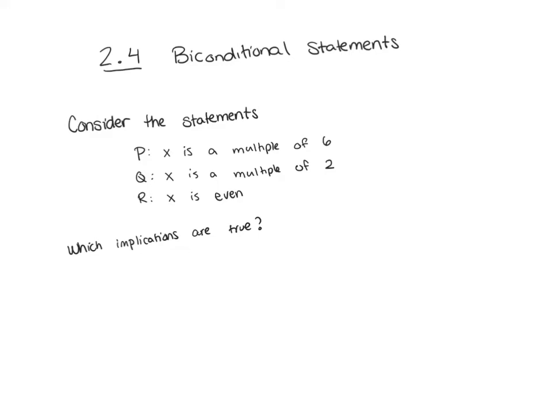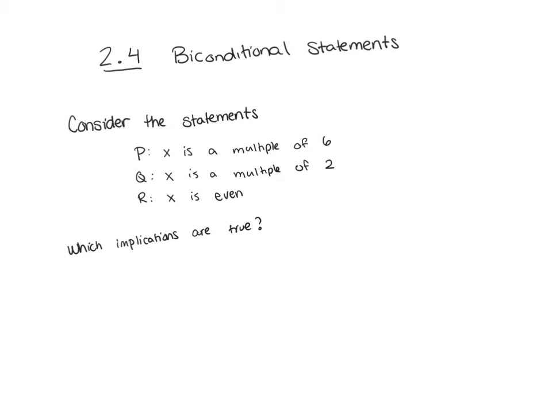Let's look at biconditional statements. Consider the three statements that we have written on the screen here. P is the statement that X is a multiple of 6. Q is the statement that X is a multiple of 2. And R is the statement that X is even. What we're asked to do is to determine which of the implications is true.